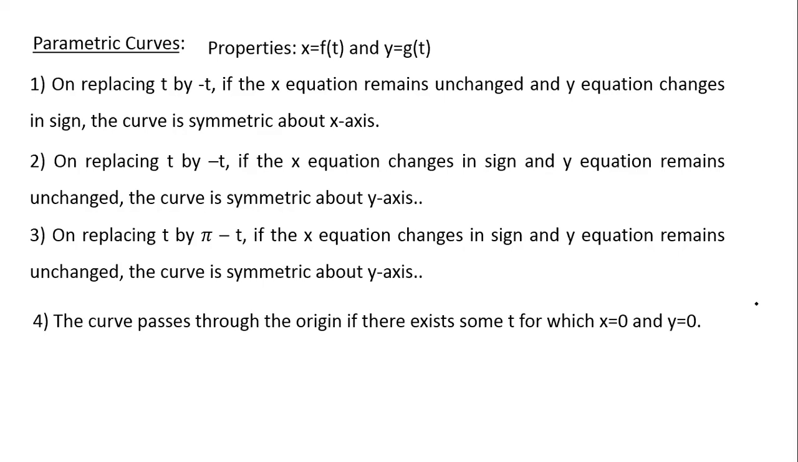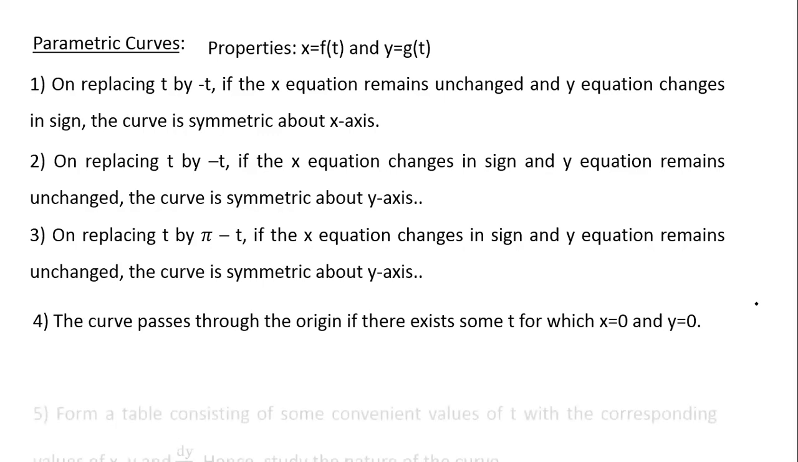The curve passes through the origin if there exists some t for which x equal to 0 and y equal to 0. Simultaneously x and y must be 0, then only origin is part of the curve. Origin is part of the curve. The style of saying the same thing is curve passes through origin.